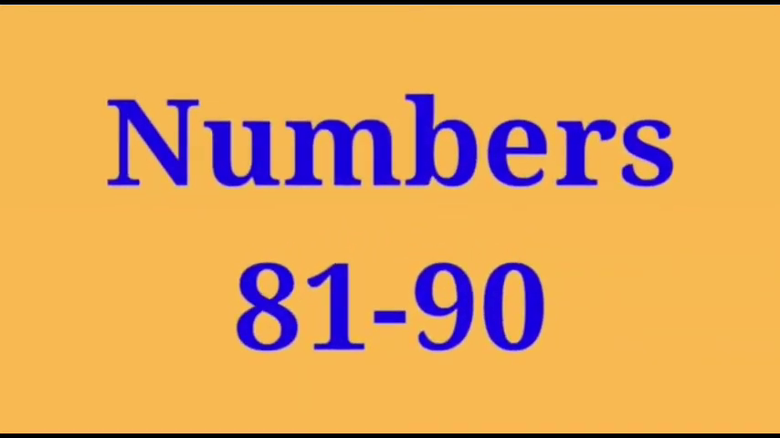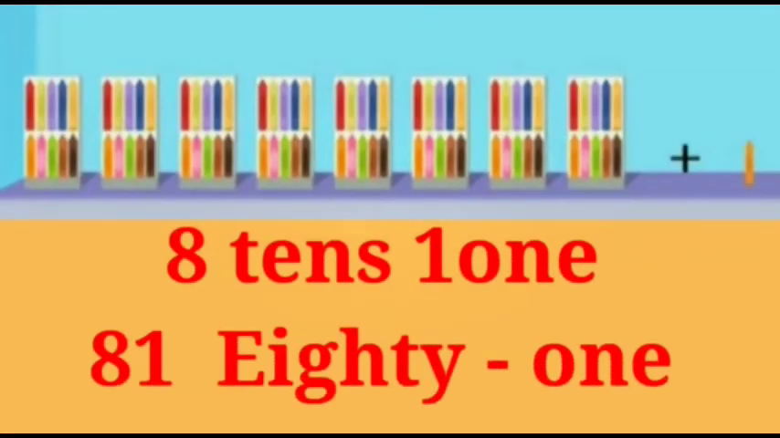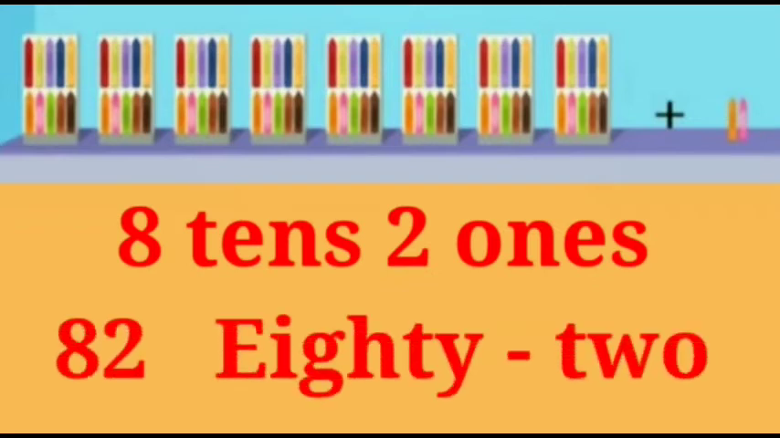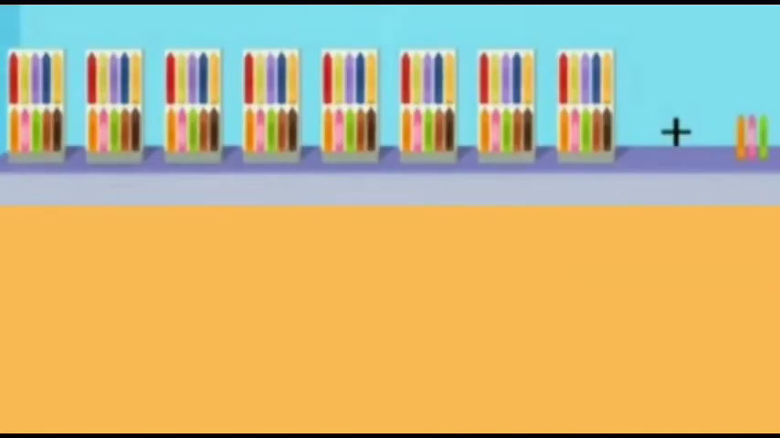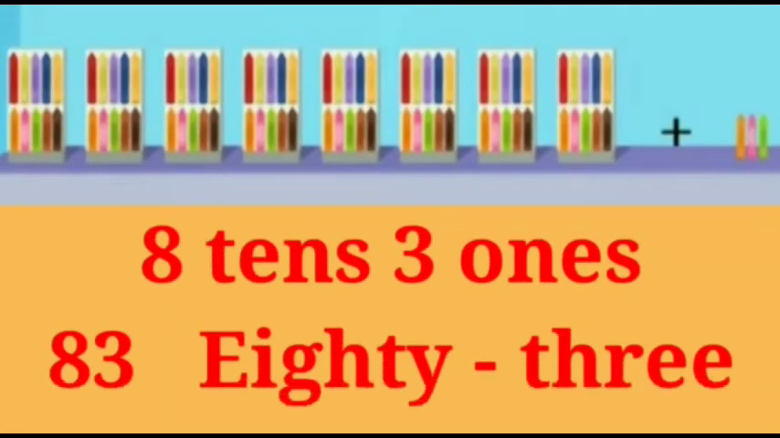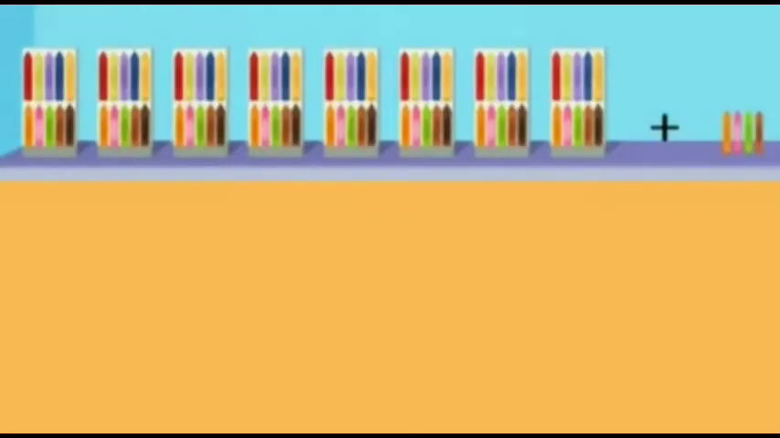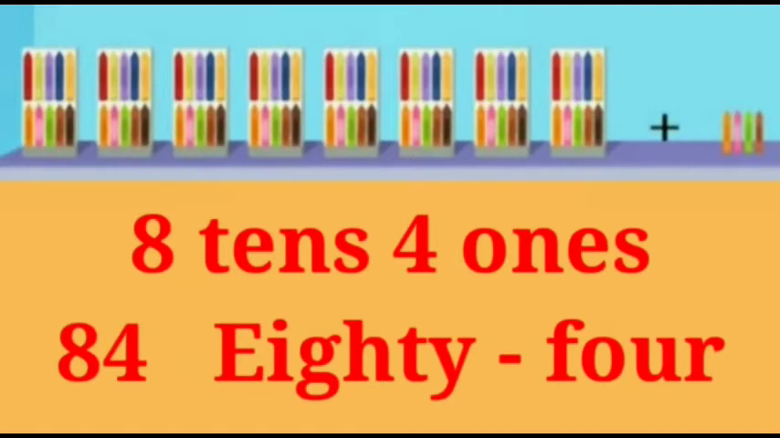Now let us learn numbers from 81 to 90. Here how many? 8 tens, 1 one, 81. E-I-G-H-T-Y, 80, O-N-E, 1, 81. 8 tens, 2 ones, 82. EIGHTY, 80, TWO, 82. 8 tens, 3 ones, 83. EIGHTY, 80, THREE, 3, 83. 8 tens, 4 ones, 84.